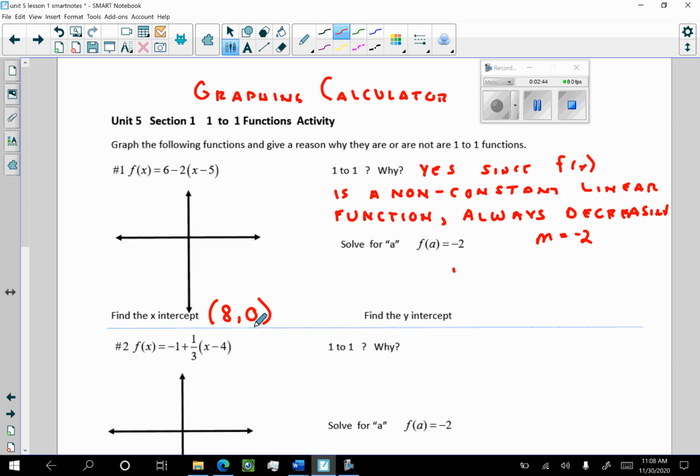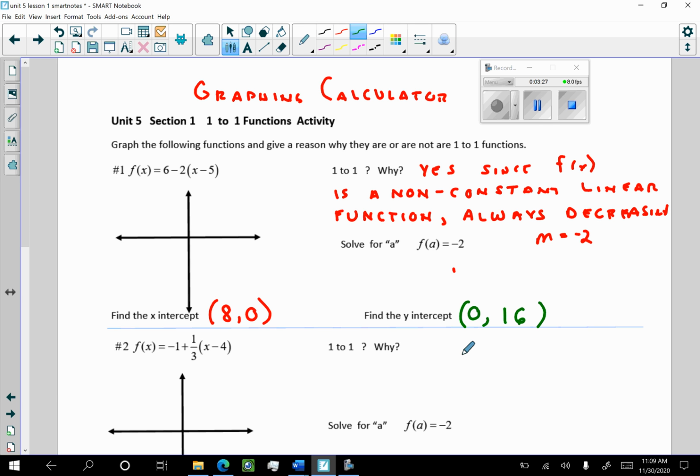It would work in there too. If I put 8 into this, 8 minus 5 is 3. -2 times 3 is -6. 6 minus 6 is 0, so that does work. And if I find the y-intercept, I just put 0 into this. I get 6 minus 2 times -5, which is 6 plus 10, and that's going to be 16. (0, 16) is the y-intercept of that rascal.